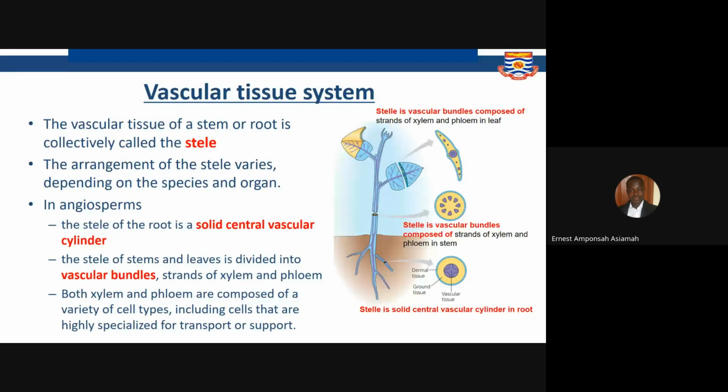You may want to find out how they are different in the gymnosperms. Gymnosperms don't form seeds in flowers. They are not flowering plants, but you can find out how these occur in the gymnosperms.